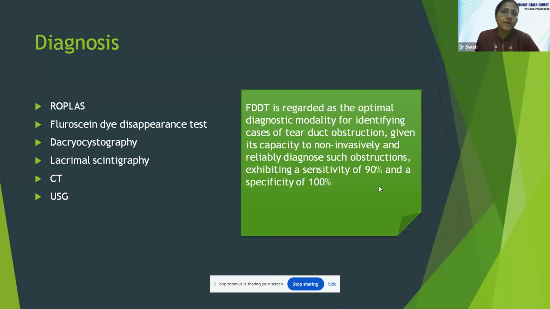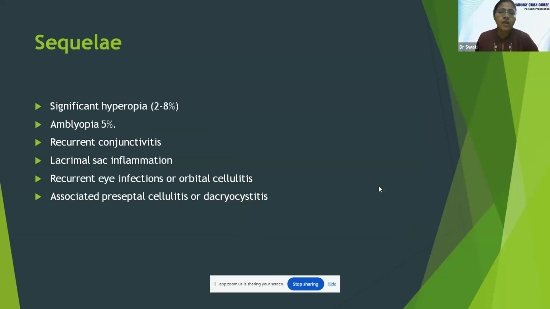The other investigation modalities like DCG, CT scan, ultrasound are done in cases when you are clinically in doubt of this diagnosis or there is an associated craniofacial abnormality. If untreated, CNLDO might lead to significant hyperopia, which has been reported in 8% of the kids, which can lead to significant amblyopia in 5% of the kids. Recurrent conjunctivitis, inflammations, eye infections, and orbital cellulitis can also happen.